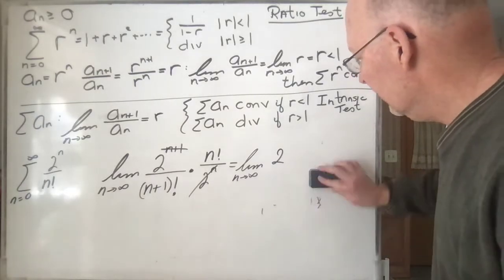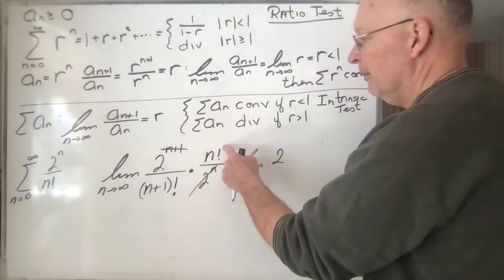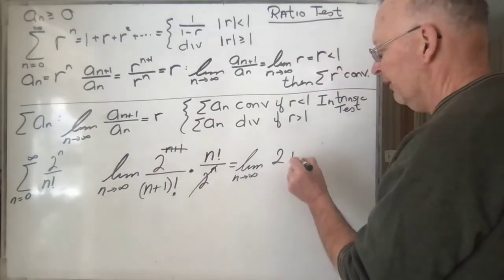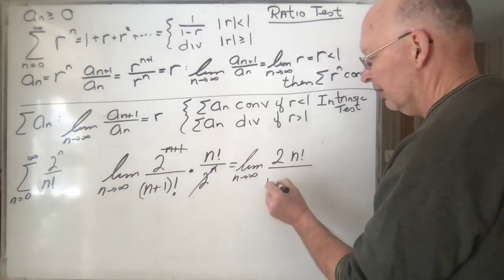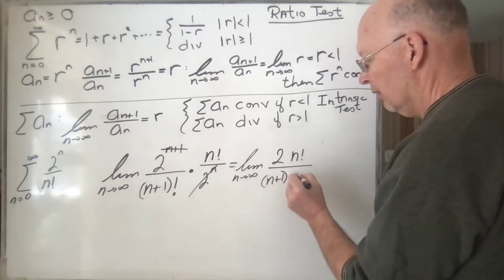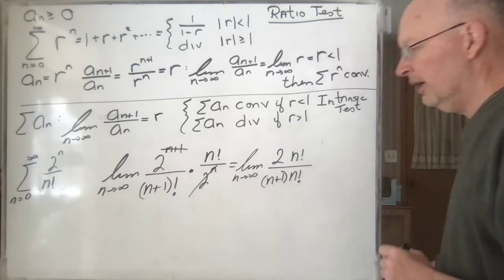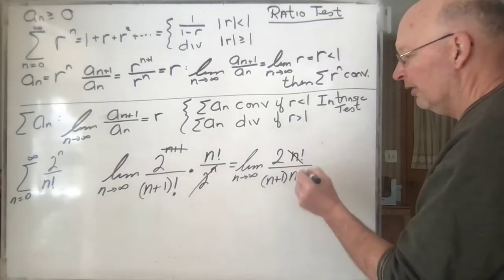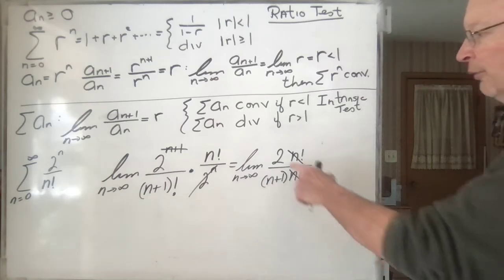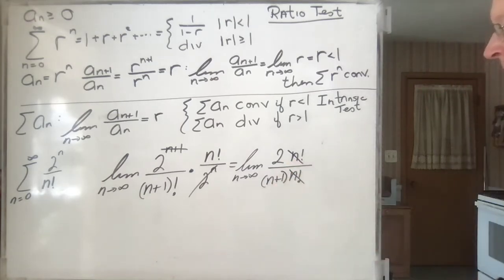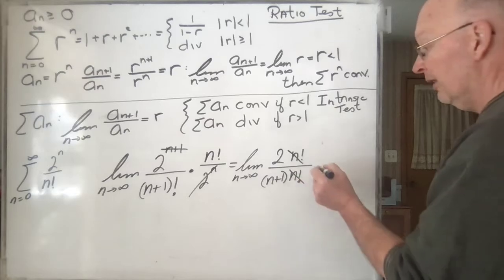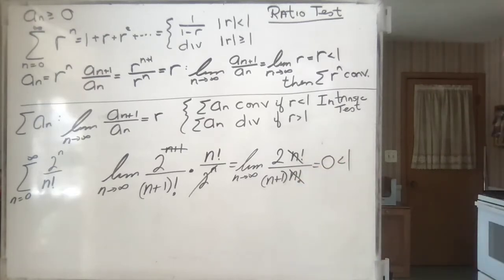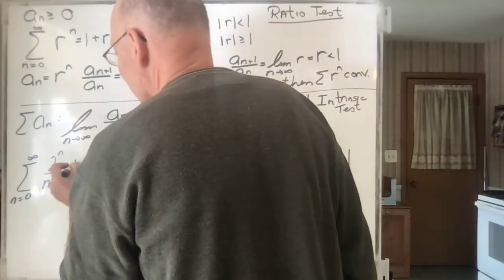So similarly, here you have n times n minus 1 going all the way to 1. Here I have, in fact, let me write it like this. Agreed? N plus 1 factorial is just n plus 1 times n factorial. Those all cancel, and I'm left with 2 over n plus 1. As n goes to infinity, this thing goes to 0. It's less than 1. That's all we need. So this thing here converges.